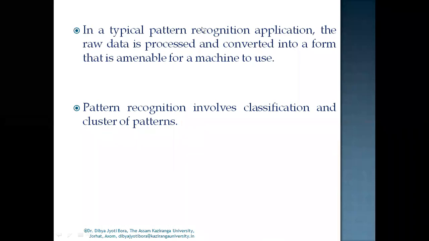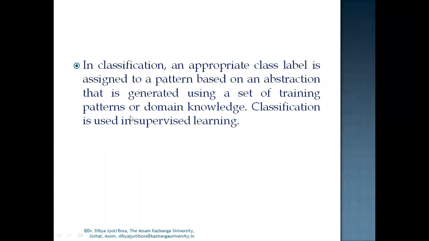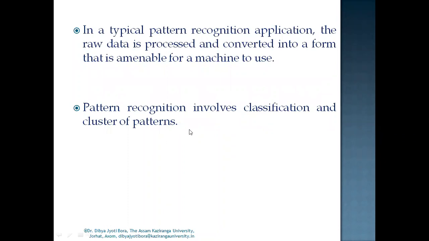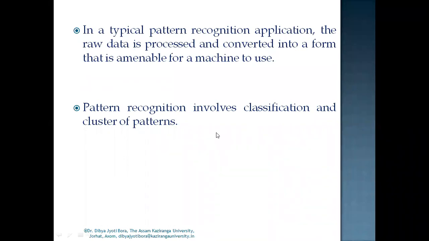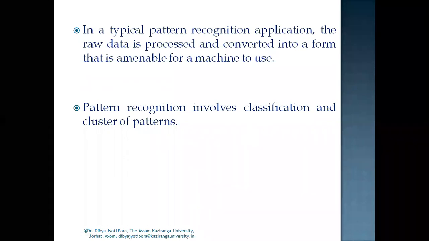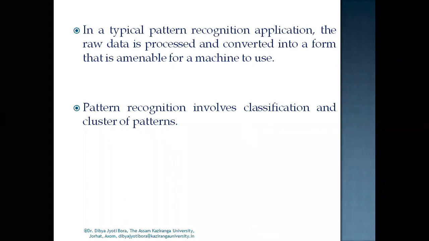In a typical pattern recognition application, the raw data is processed and converted into a form that is amenable for a machine to use. That definition we have also seen. And also we have seen that pattern recognition involves classification and clustering of patterns. These two terms, classification and clustering, form two different modules of your syllabus because they are very important. A lot of algorithms exist. At least we need to select some important, frequently used algorithms, and we'll see how to implement them.